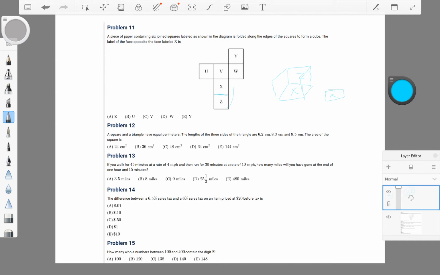On the other side of Z, this side is Z, then this side is going to have to be V because these are opposite. So V is going to be folded up here. It's going to be at a right angle to X still, right? So this side is going to be Z and then V.